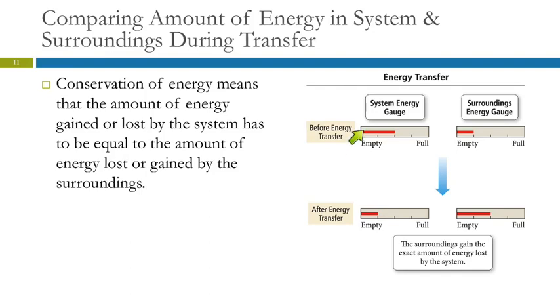So here we have our system with a half full energy gauge, and the surroundings, that's 1/4 full. And there's an energy transfer from the system to the surroundings. Now the system has gone down in energy, the surroundings have gone up in energy. The surroundings gain the exact amount of energy that was lost by the system.